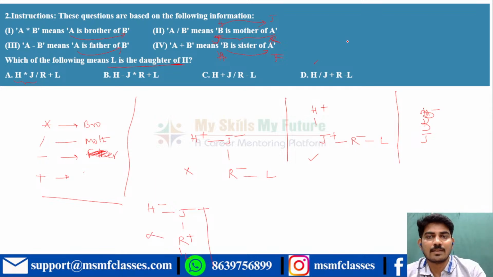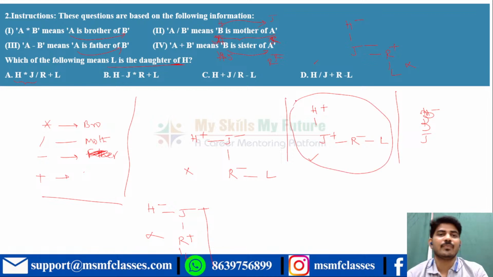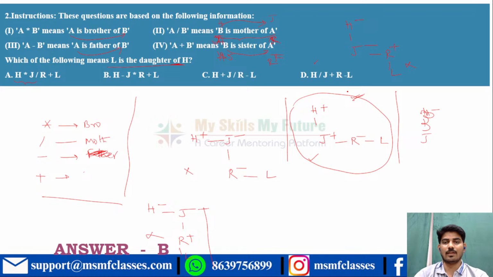Next, the last option I am checking here. H divided by J. H is the mother of J here. Next, J plus R. J is the sister of R here. Next, R minus L. R is the father of L here. So this is also not satisfied. So the only option satisfying the condition that L is the daughter of H is option B. I hope we are clear with this explanation.